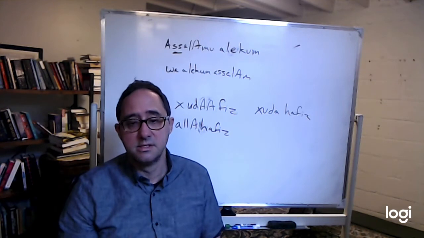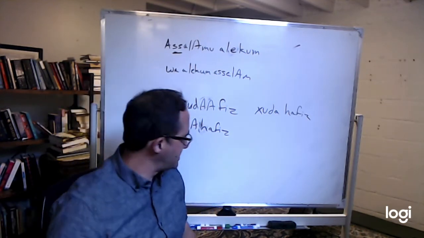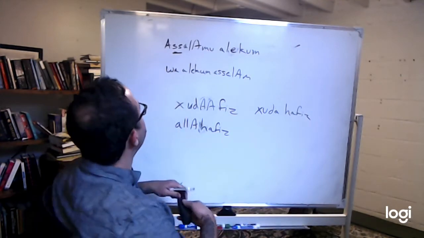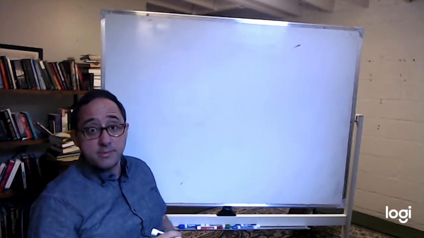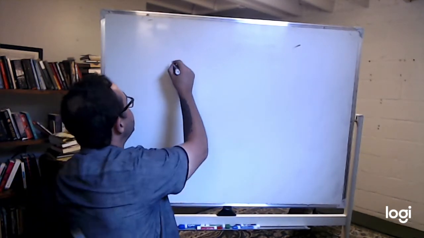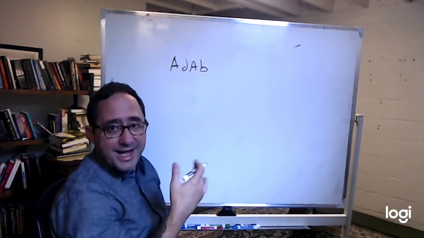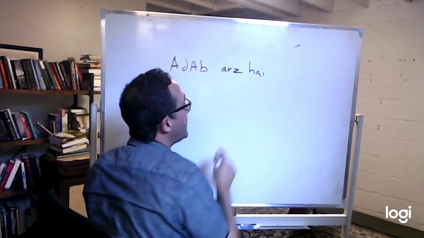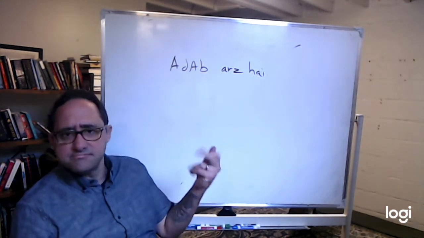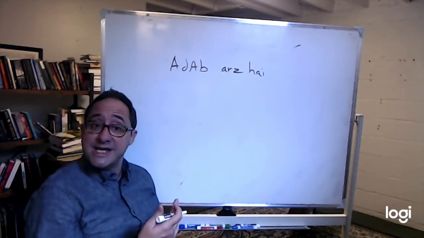Allah hafiz. What do you say to someone just normally? If you don't want to use a religious term, you can say adab. And formally, adab arz hai. It just means hello, but it's a nice way of saying it. Adab arz hai or adab. If you're talking to a Hindu, you would say namaste.